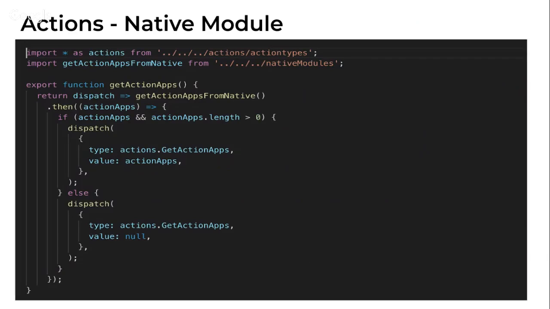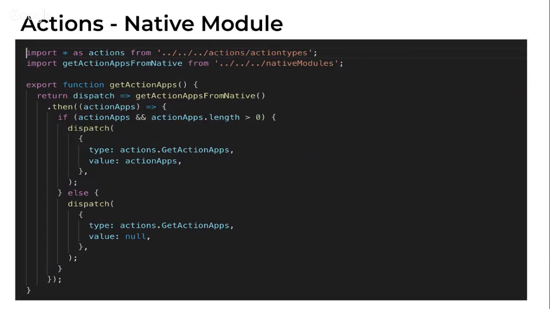Here, if you see, this is an action creator function which dispatches something instead of returning something like action type and the payload. You notice closely, it is doing a dispatch. It is not returning any object here. It is invoking a method, get action apps from native, which returns a promise, and based on the promise, we are dispatching some actions. So instead of directly dispatching an action, we are doing some async activity, and then based on that async activity's result, we are dispatching.